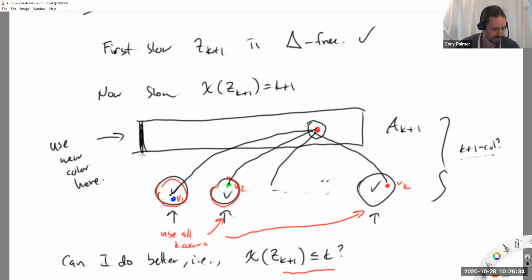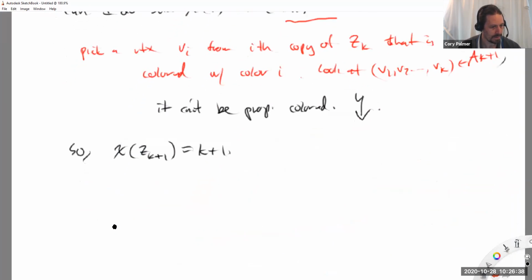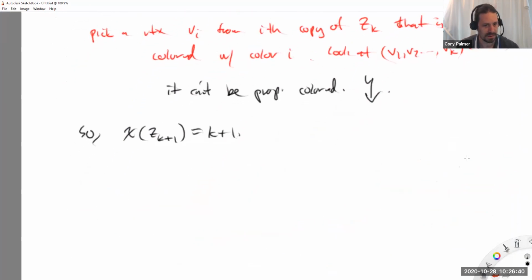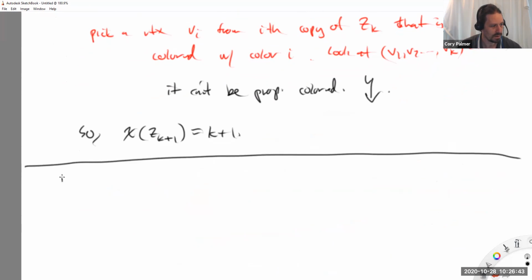Okay, let me give another example. This is the Blanche-Descartes graph.